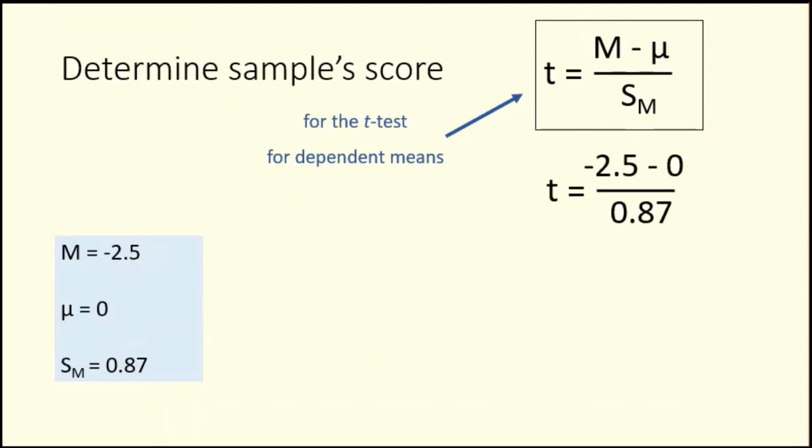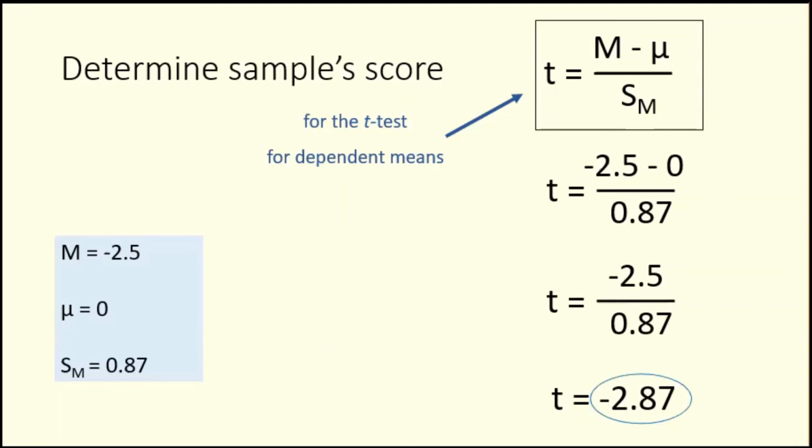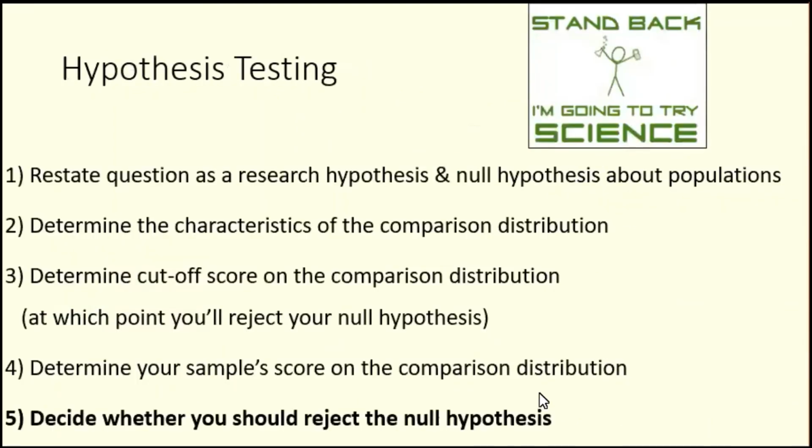And so now I'm just going to plug in these numbers. We have negative 2.5 minus 0, all over 0.87, which gives us negative 2.5 over 0.87, which gives us negative 2.87. And so this is going to be our sample score as we move into making our decision whether we should reject the null hypothesis.